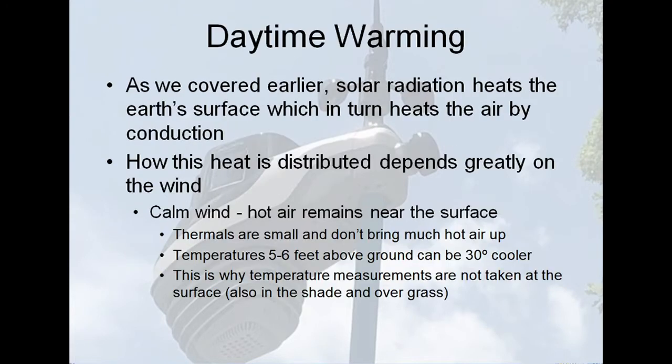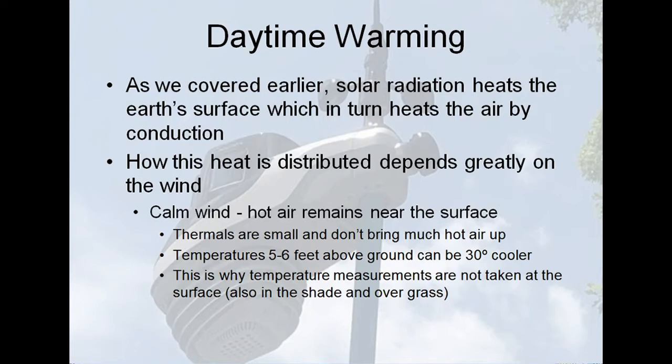So, daytime warming. As we covered earlier, solar radiation heats the Earth's surface, which in turn heats the air by conduction. In the last video we talked about conduction and advection, different ways of transferring heat. Conduction is when the air sitting on the Earth is heated, and that heats the air mass above it. It's like putting a pan on a hot stove: the molecules start moving in the metal and transfer that heat through the metal. That's done by conduction.